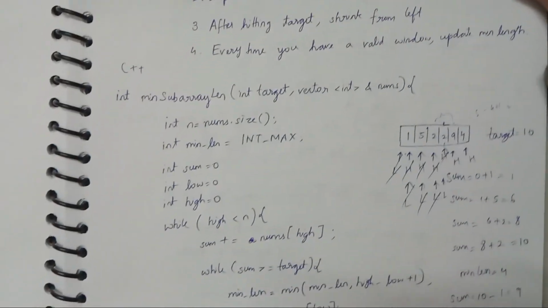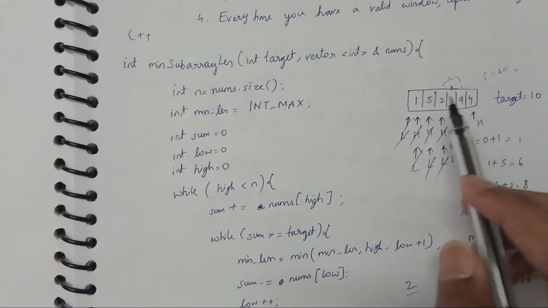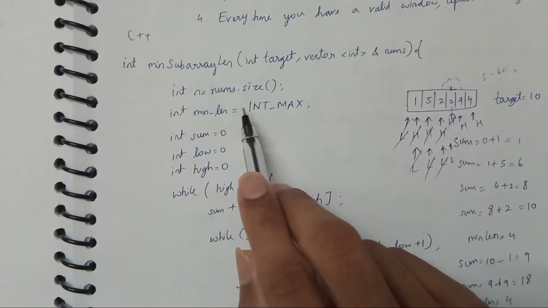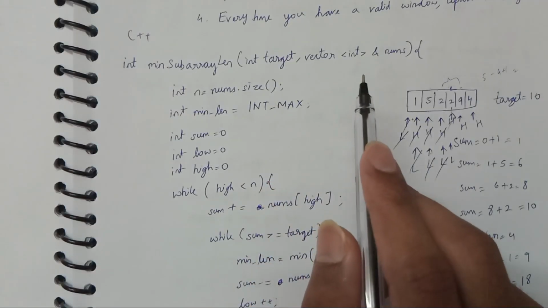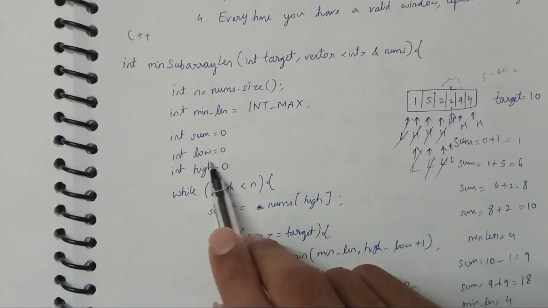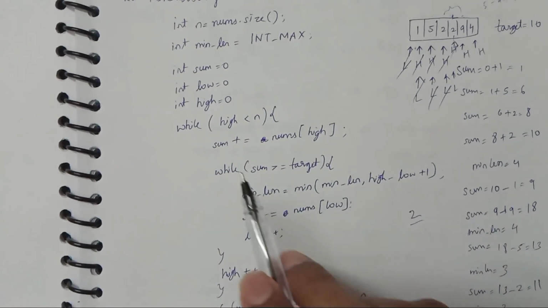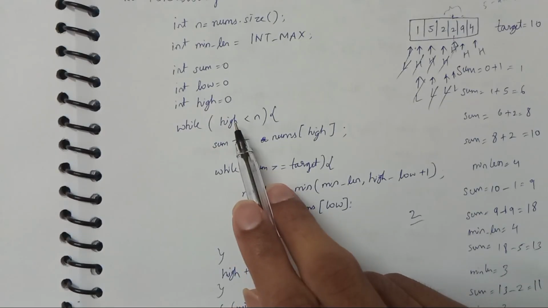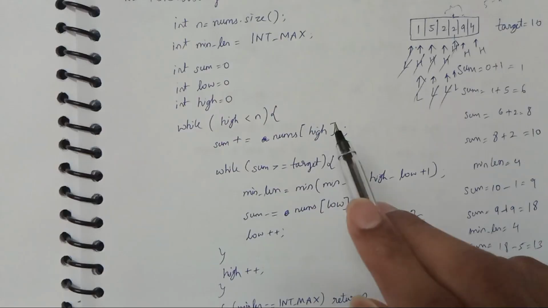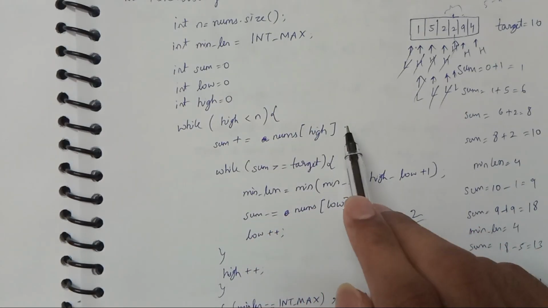So if we check the code here, we are having this array. So first we initialize all of this. N is the size, minimum length is int max. If we want to find maximum, then we initialize with int min, and sum equal to 0, low and high both are at 0. And first step is we run the high pointer from 0 to n, and we update the information with high pointer. So sum plus equal to nums of high.